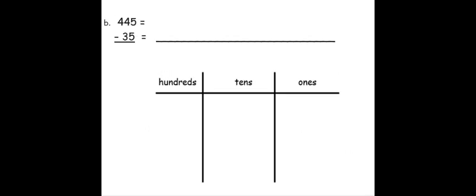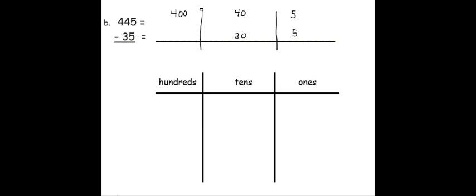In the next section, I'm going to use both expanded form and place value charts to show the subtraction. The first problem is 445 minus 35. I'm going to start by showing each of those numbers in expanded form. 445 is 400 and 40 and 5. 35 is 30 and 5.